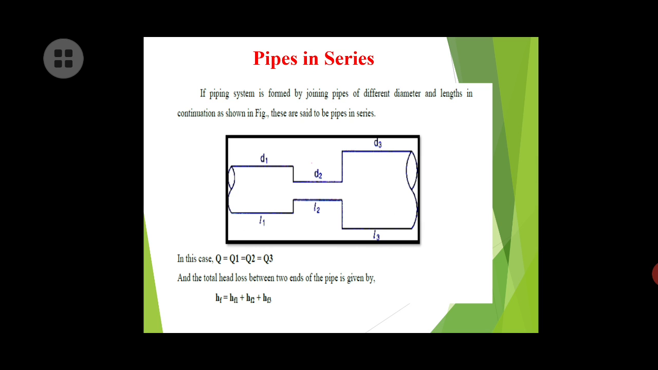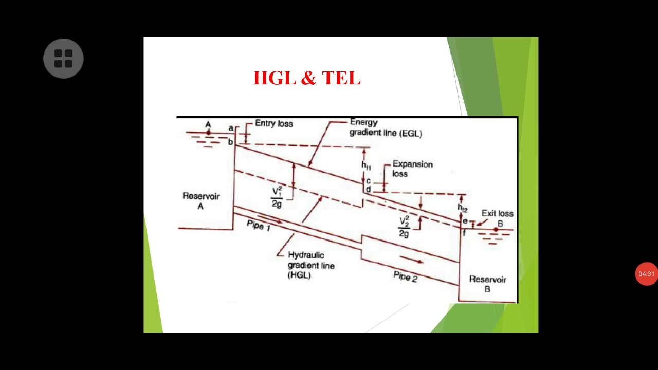So let's see the figure. HGL and TEL. It consists of two reservoirs in which the water is flowing from reservoir A to reservoir B. There are two lines shown. There is a sudden contraction in the pipe, and when water flows in that pipe, a sudden expansion happens. The line which gives the sum of pressure head and datum head with respect to the datum line is called the hydraulic gradient line. The hydraulic gradient line lies below the total energy line.